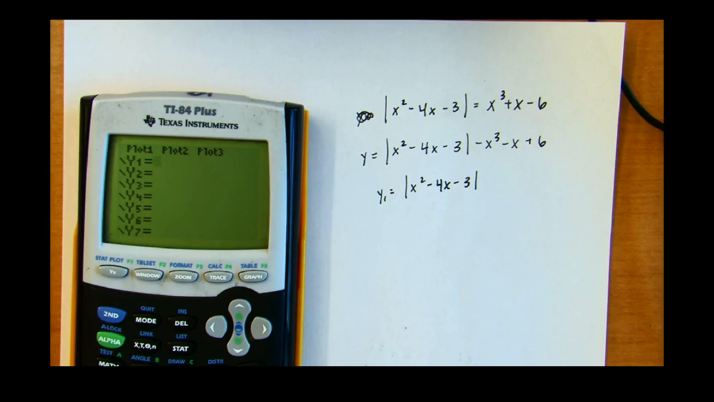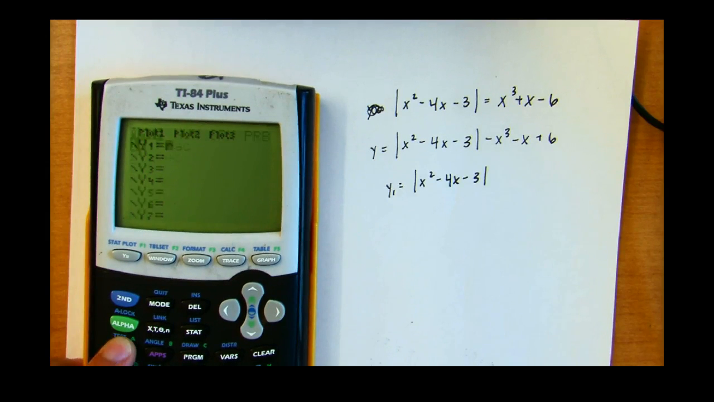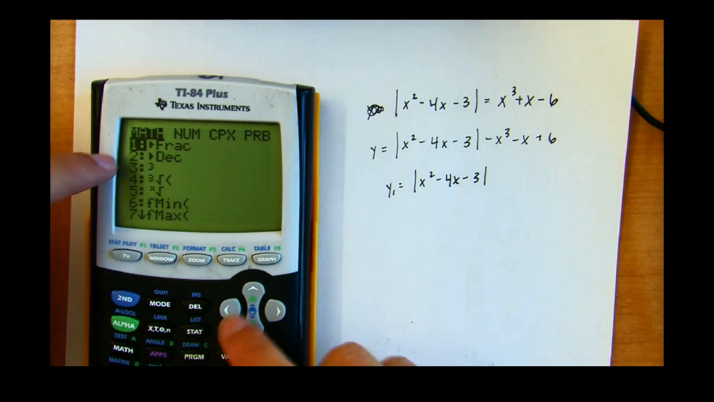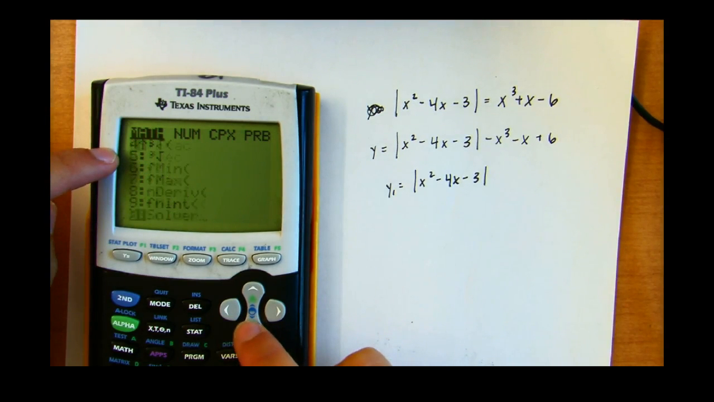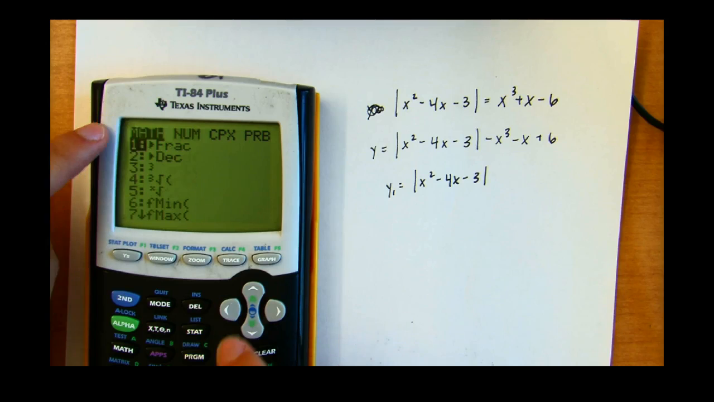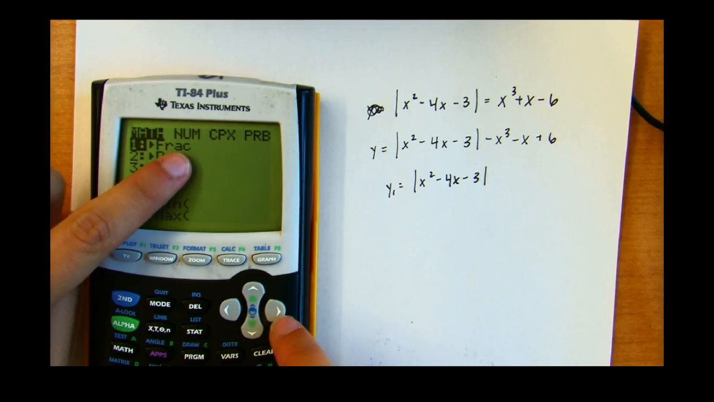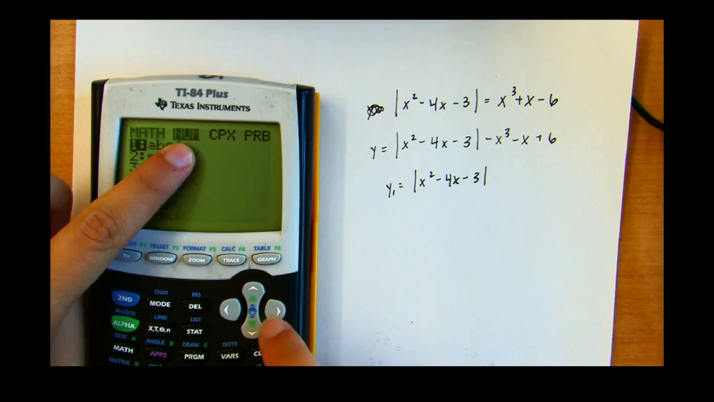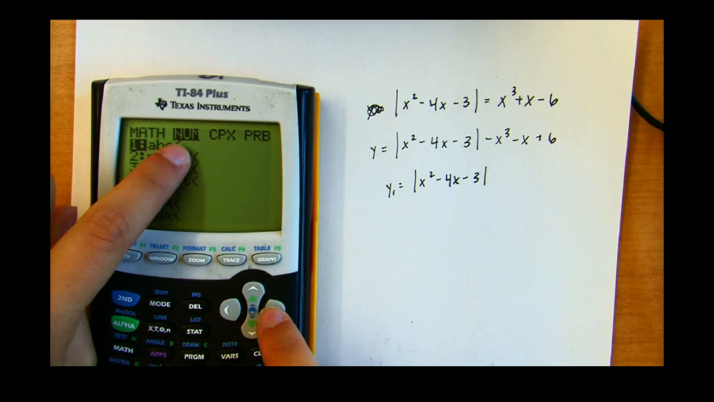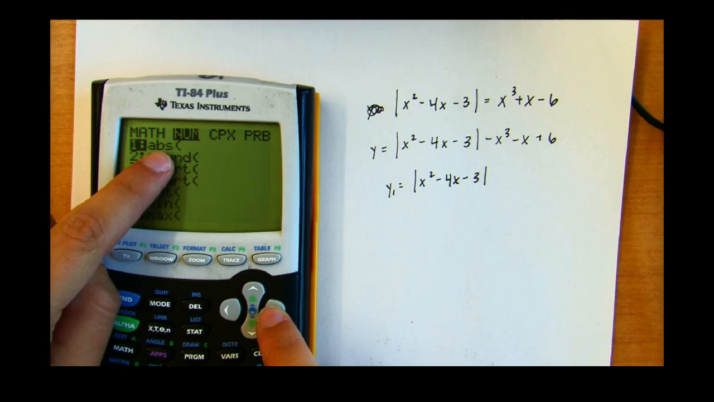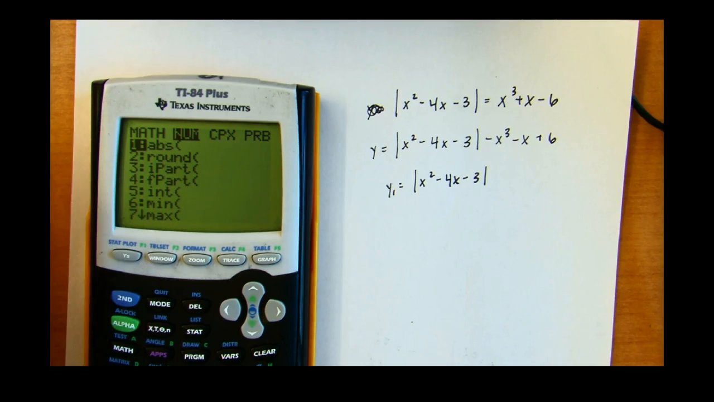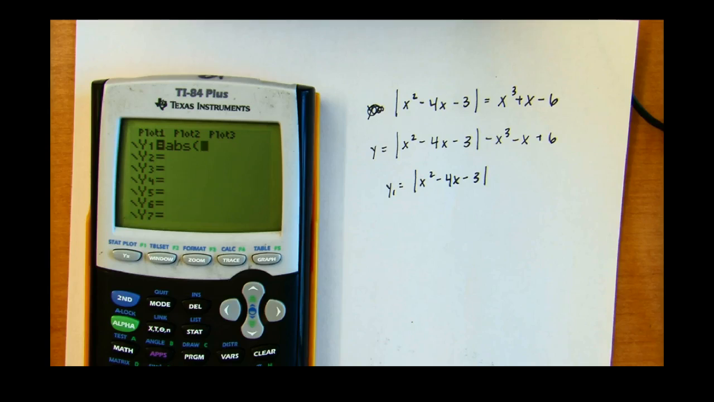To find absolute value, I'm going to go to the math section of my calculator. Oh, no, sorry, go to number. So I'm going to go to math. Then I'm going to press the right arrow over so that my cursor is highlighted on number. ABS stands for absolute value. I'm going to press enter since it's already on 1. And I'm going to type in this whole equation. So x to the power of 2 minus 4x minus 3 and close the parentheses.